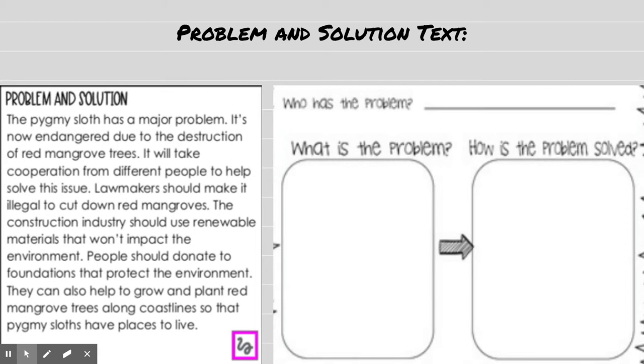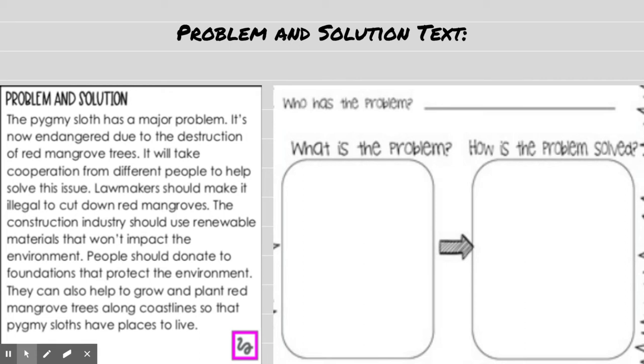The pygmy sloth has a major problem. It's now endangered due to the destruction of red mangrove trees. It will take cooperation from different people to help solve this issue. Lawmakers should make it illegal to cut down red mangroves. The construction industry should use renewable materials that won't impact the environment. People should donate to foundations that protect the environment. They can also help to grow and plant red mangrove trees along coastlines so that pygmy sloths have a place to live.